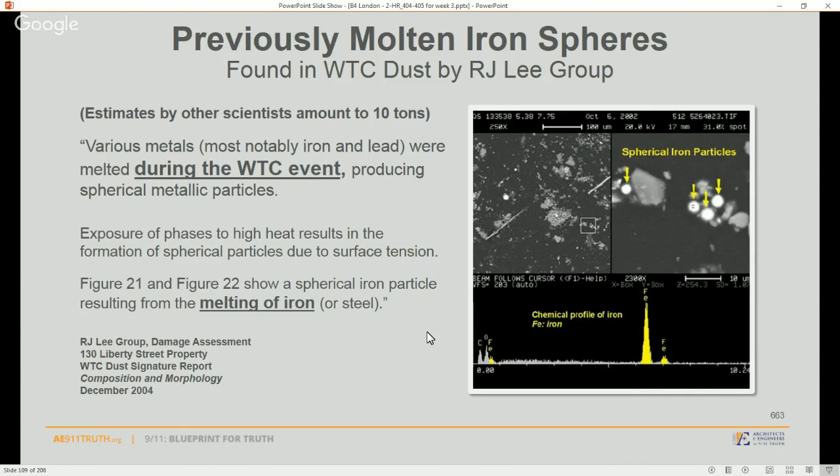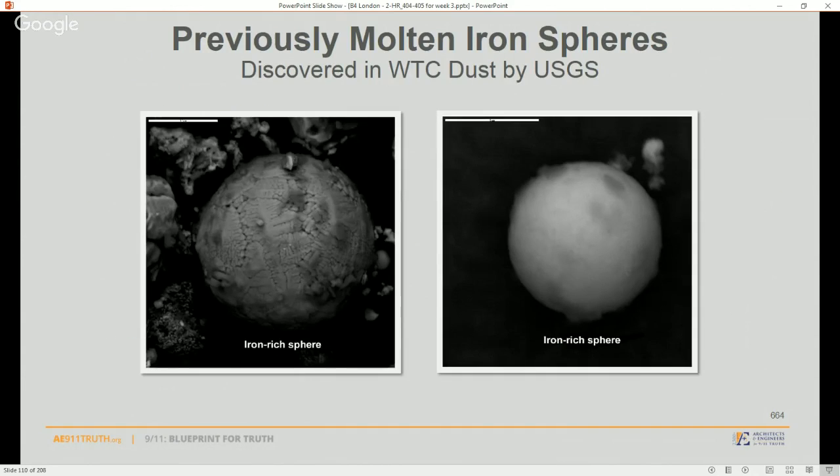10 tons of droplets of elemental iron. This is not some small quantity of elemental iron. Iron has not been used, elemental iron, in columns for almost 100 years in high-rise construction. We use very complex steel alloys, which have iron, of course, as their predominant component. But this is pure elemental iron droplets, documented not only by R.J.